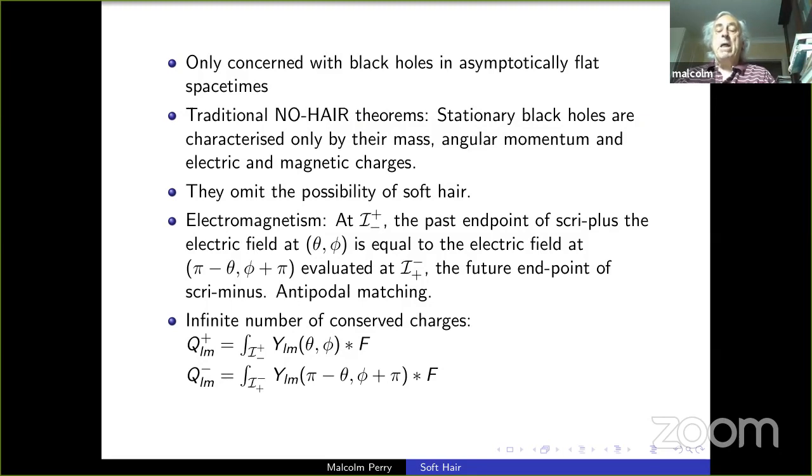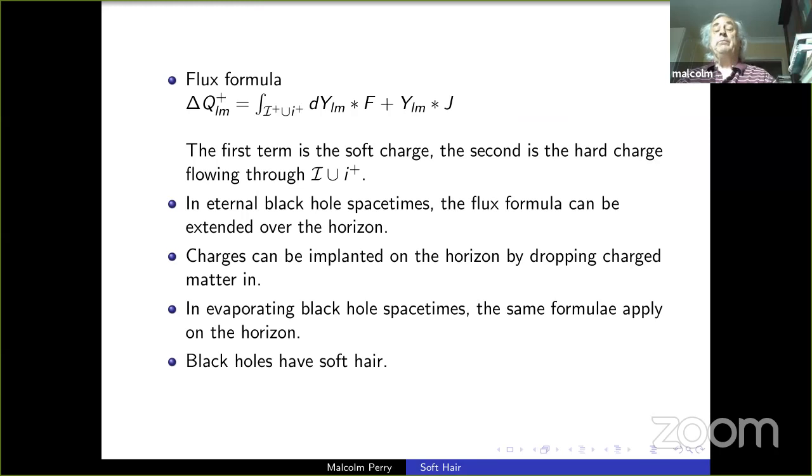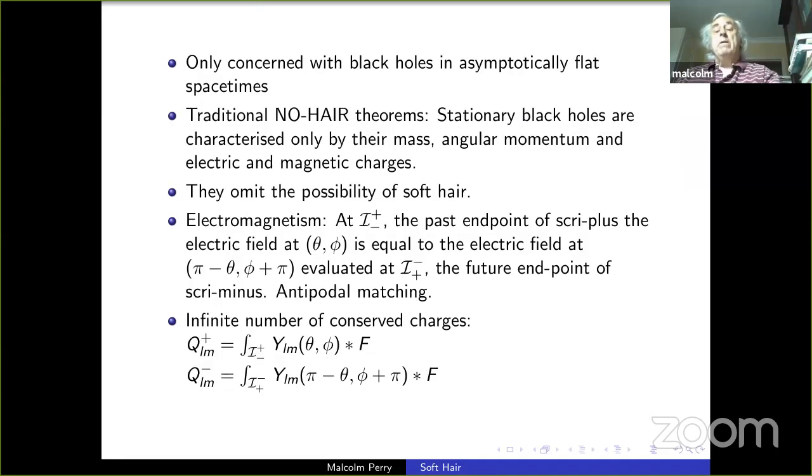universal property. Given that, you can find an infinite number of conserved charges simply by taking the moments of the electric field, either at the past endpoint of Scri plus or the future endpoint of Scri minus, and those are the charges written here as Q plus and Q minus. The real point is that if you consider what happens as you go from the past to the future, there are a set of conservation laws more than just simply the conservation of electric charge. There's going to be conservation of all of these moments. Can we have the next slide, please?